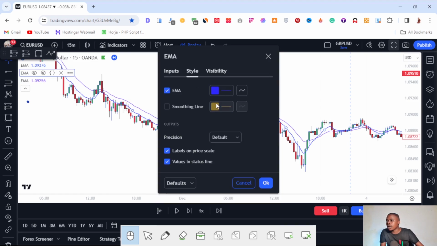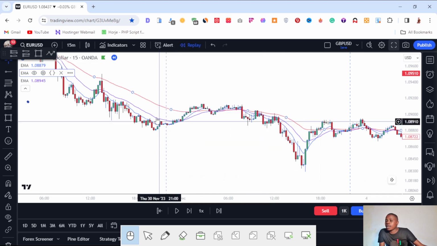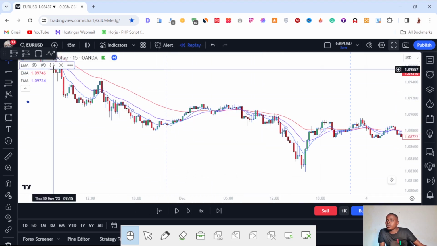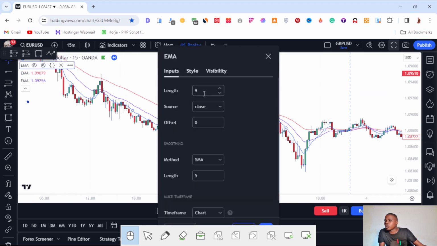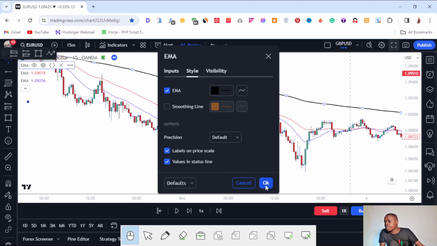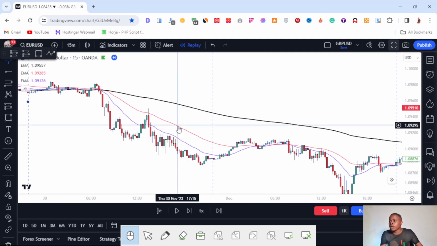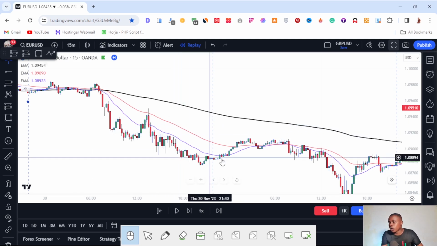Let me change the color for this one. Let's put this into red, right? Now we have the 21, the 50, and let's put in the 200 EMA. You can change these. We are going to talk more about these indicators because I have a lesson dedicated to them. But then we can see that we have these 3 indicators right here. So now we have the 200 period EMA, we have the 50 period EMA. EMA means exponential moving average. And then we have the 21 EMA.